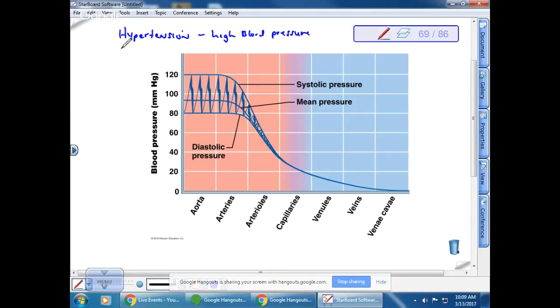So below is hypotension. This is low blood pressure. And there's a variety of health concerns with hypertension, which is generally, the cutoff for hypertension is 140/90.